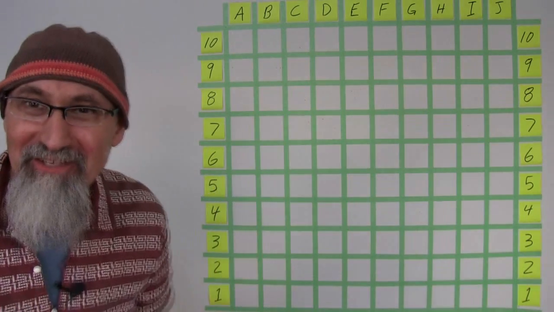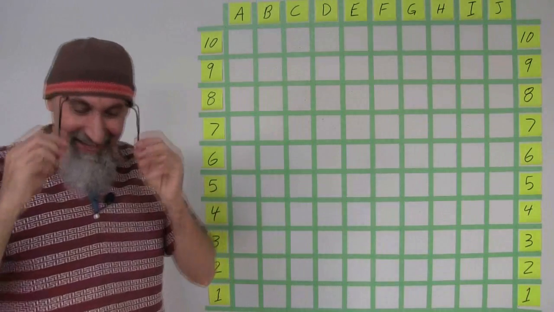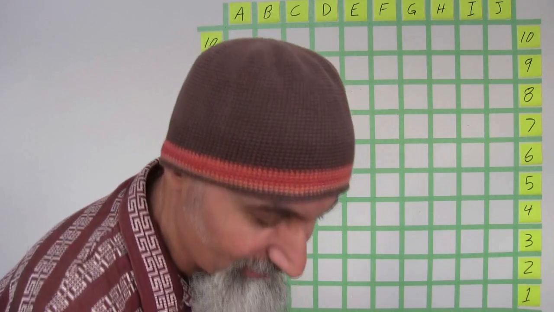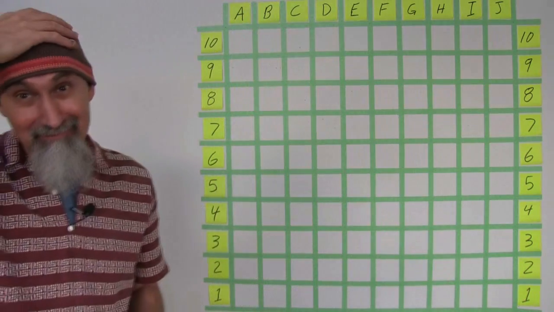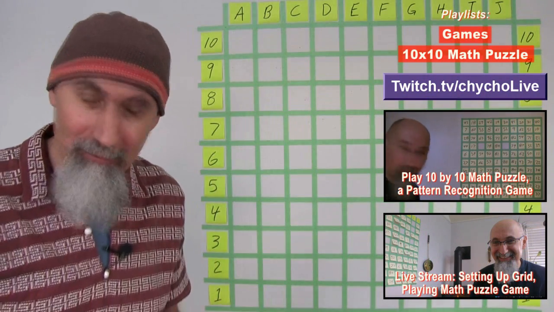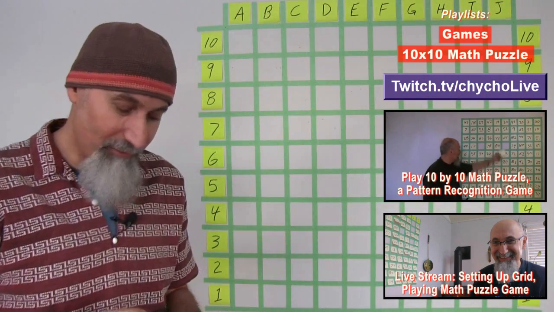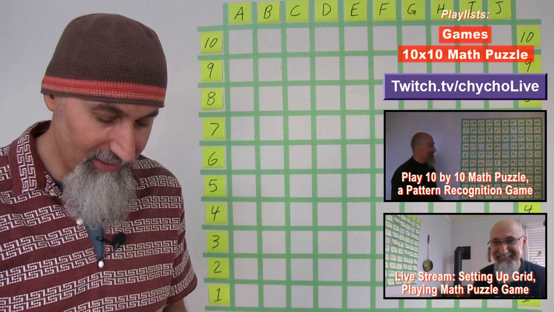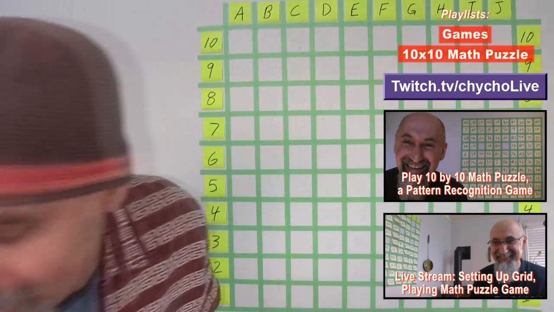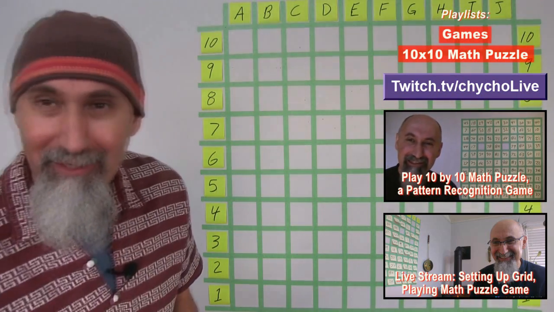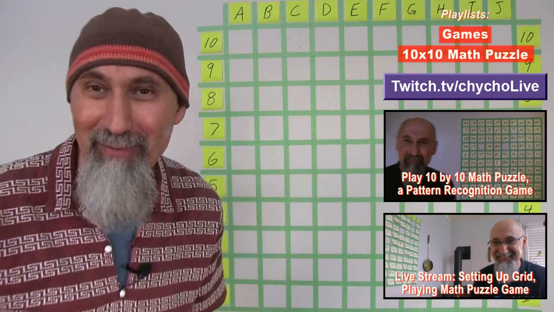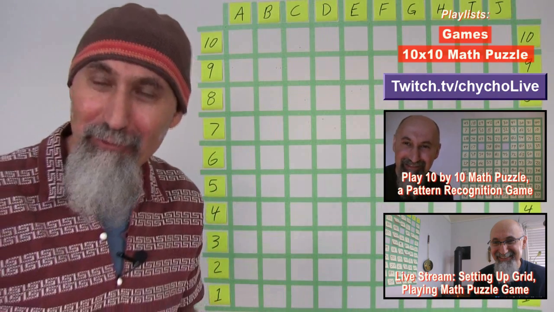Yeah, looks good enough. Okay, and this is the grid we're going to use to play our 10 by 10 puzzle. And quick instruction of how to play if you're interested. We're going to be doing this on Twitch. We've got 3 days set up, live streaming, playing this game, and the odds are we're gonna keep this grid up here and play this on a regular basis. And if we take it down, we'll put it up again.